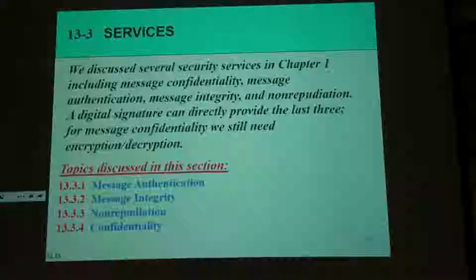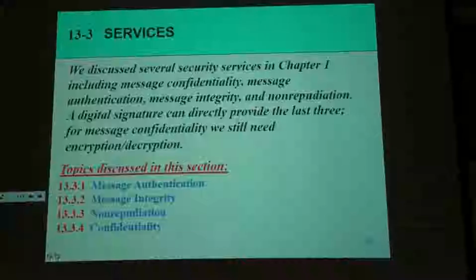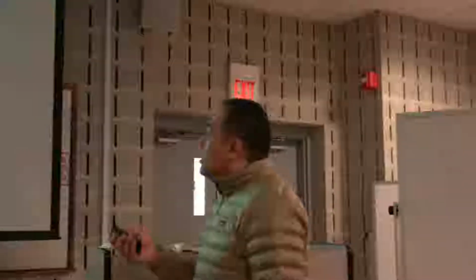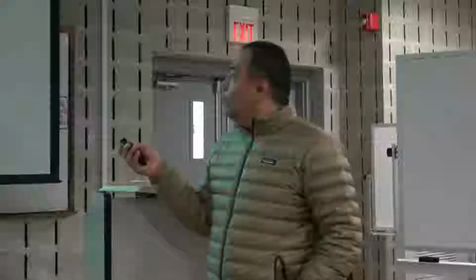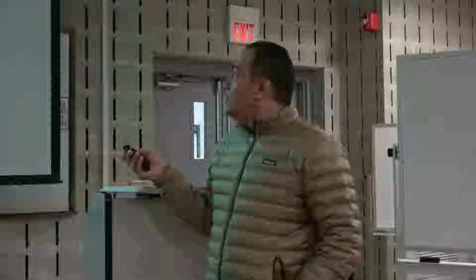So these are 4 services. All right, so a digital signature can directly provide the last 3, except confidentiality. It does not provide confidentiality because it does not encrypt the message. So if we need to have confidentiality, then we have to use either symmetric or asymmetric encryption with it. Again, a digital signature provides you with message authentication, message integrity and non-repudiation. Okay, 3 services out of 4.